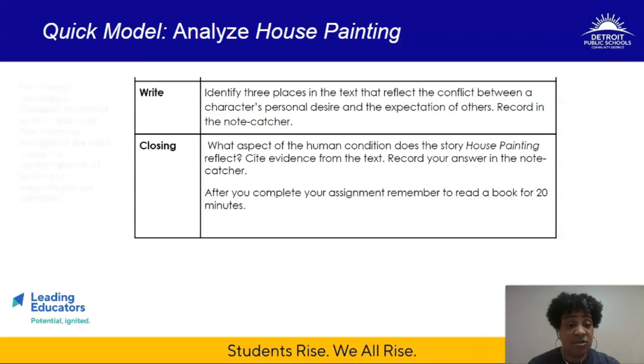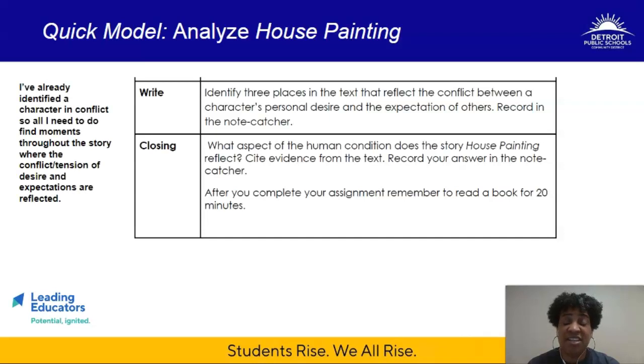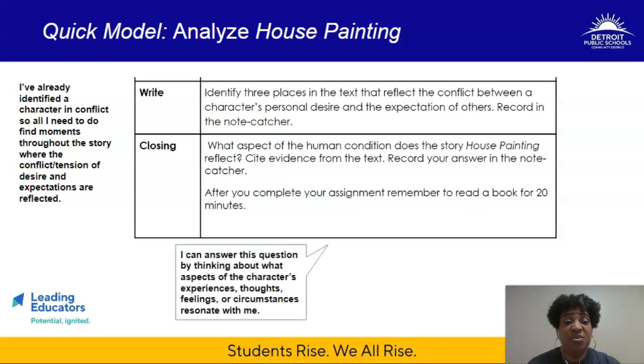And then in closing, like I said, you've identified a character who's in conflict. So all you have to do is find some further examples. We already know that. And then in closing, you are going to think about what aspect of the human condition the story House Painting reflects.